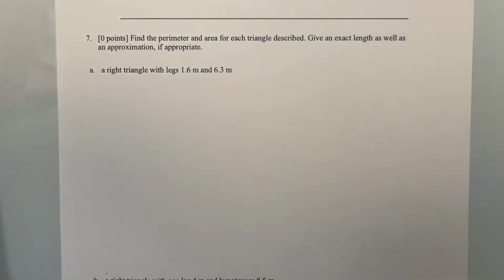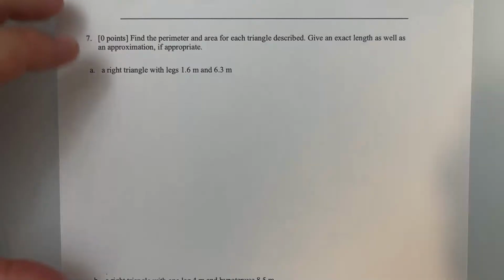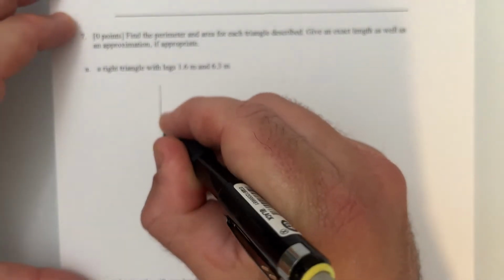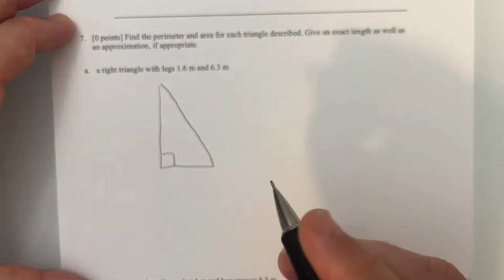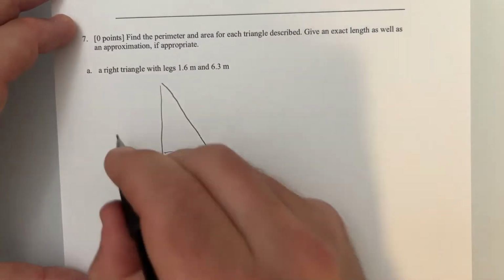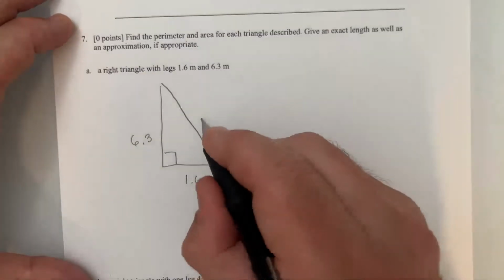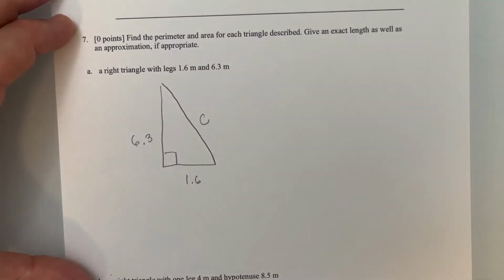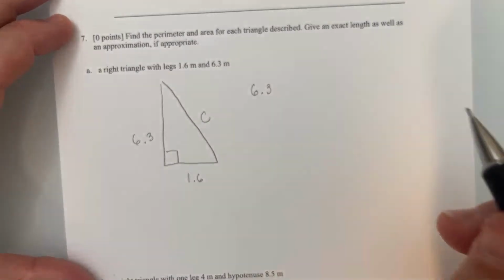Find the perimeter and area for each triangle described. Give an exact length as well as an approximation if appropriate. A right triangle with these legs. So I'm supposed to get the total perimeter. So we have like 1.6, 6.3, not to scale. Right, this would be my C value.